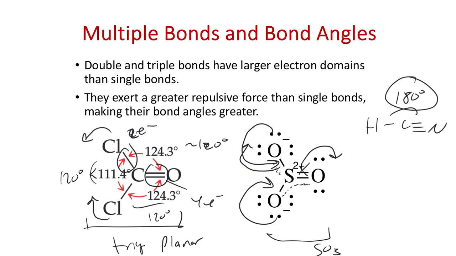What effect do you think that has on the bond angles? Do you think it makes one of the oxygens get closer together in one of the bonds? Or do you think it remains being perfectly 120 all the way around? It remains being perfectly 120.